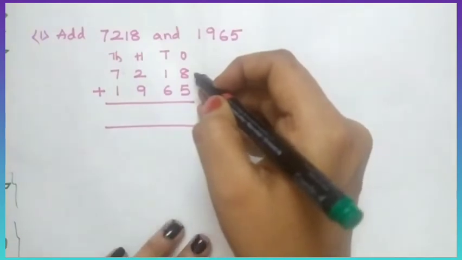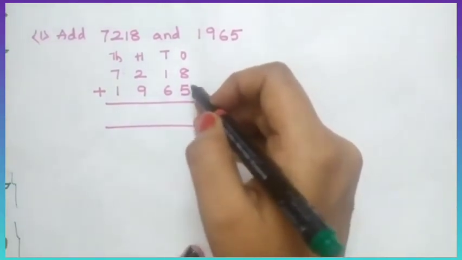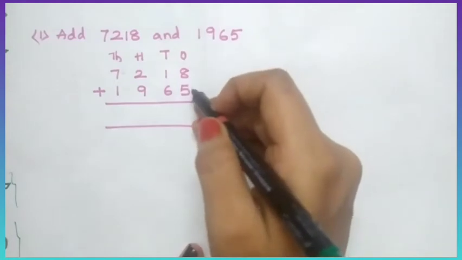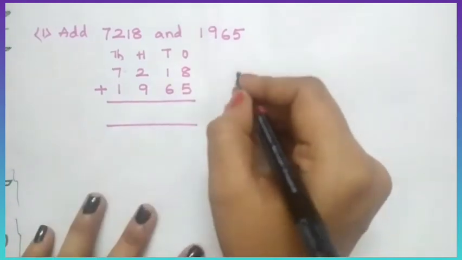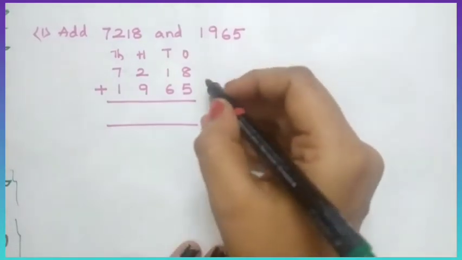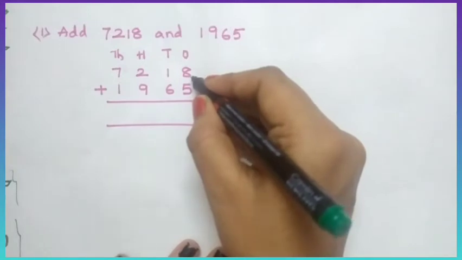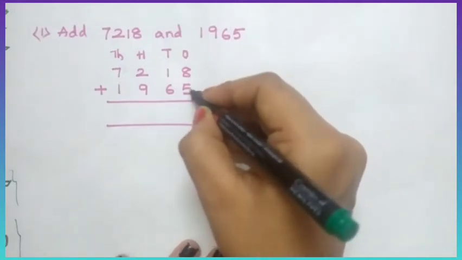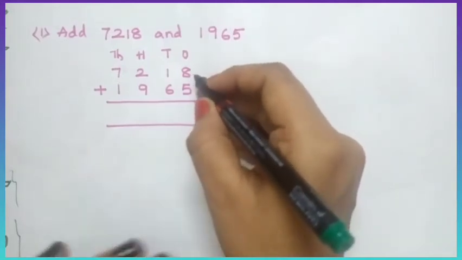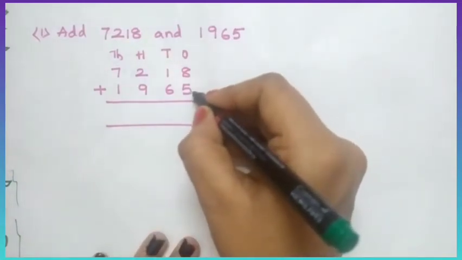What is the number here? 8. Here 5. Now add these two, 8 and 5. Kindly don't use lines. Count on your fingers. So keep the bigger number in your mind. 8 is bigger than 5. So keep this bigger number in your mind and the other number on your fingers.